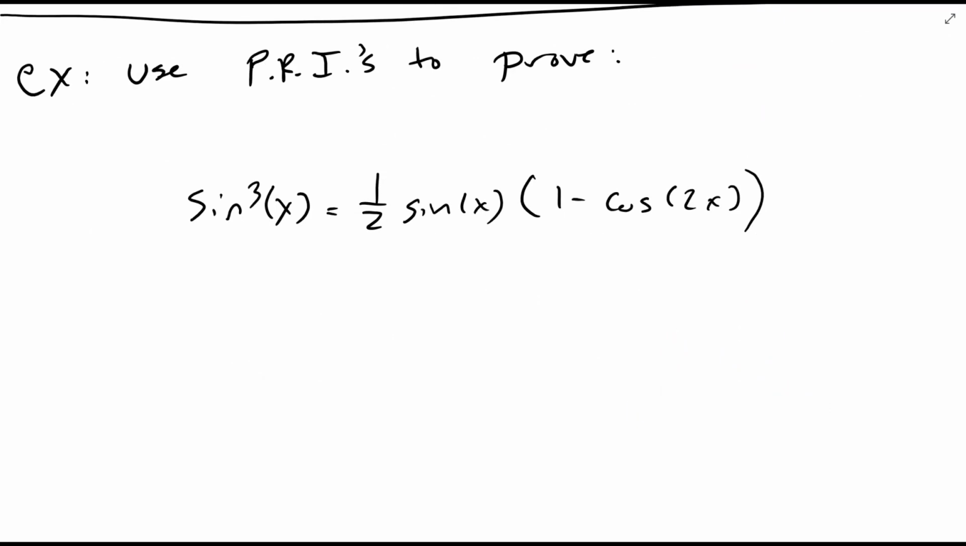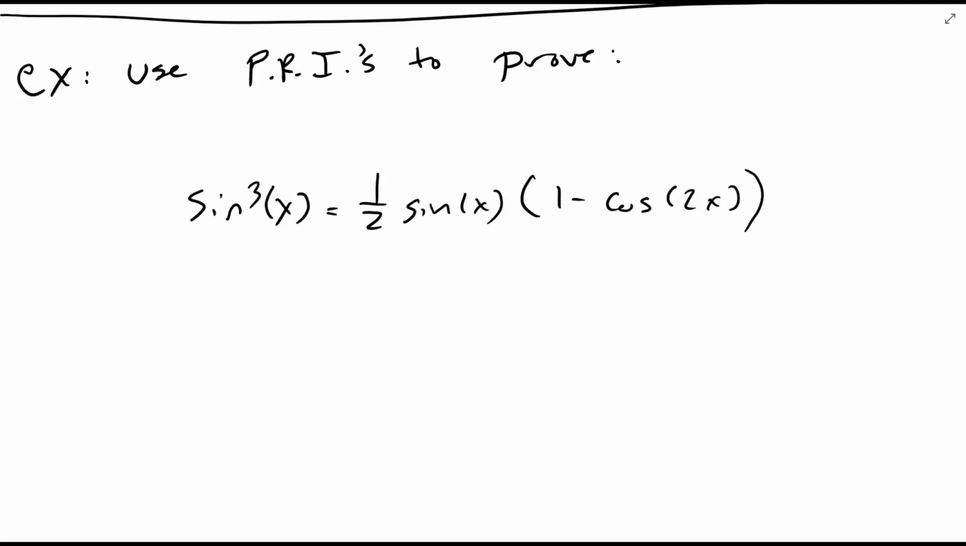When I write here PRIs, what do you think I mean there? Power reducing identities, yeah. That was a lot of words, just wanting to kind of avoid that. So which side do you think I should work with for my proof?